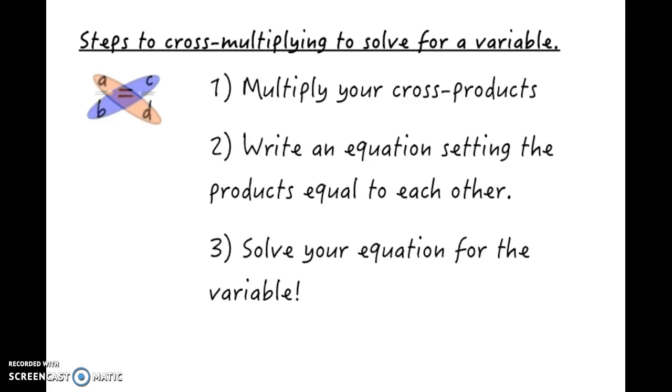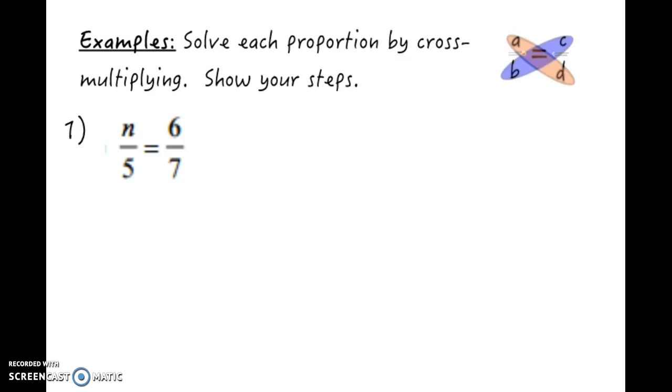So when you're cross multiplying, the first thing is you always multiply your cross products. Then you write an equation that sets the products equal to each other. And then you solve your equation for the variable. So let's look at how that works out in practice. Like n over 5 equals 6 over 7. Notice if I tried to solve this, I don't have a really good scaling factor here. You can't really reduce 6/7. So I'm going to try to cross multiply to solve this problem.